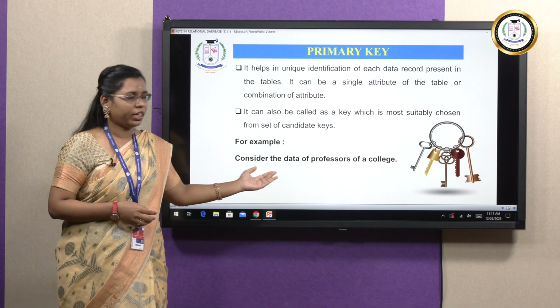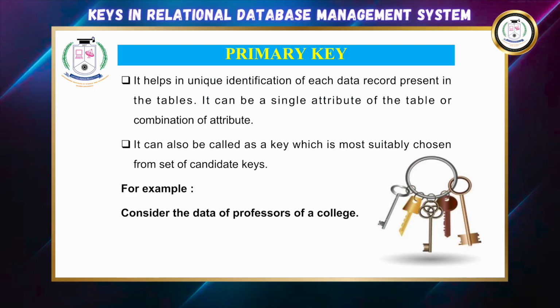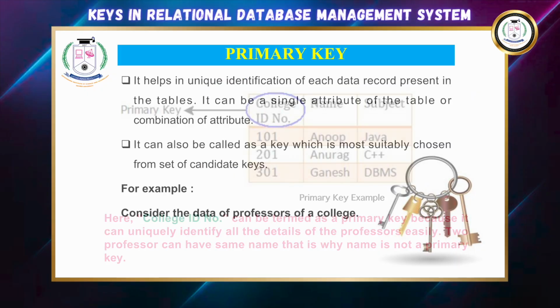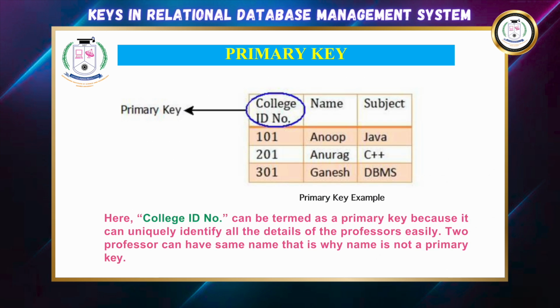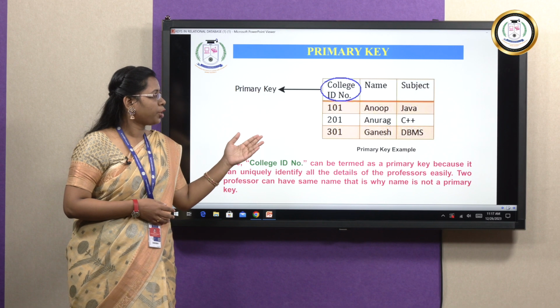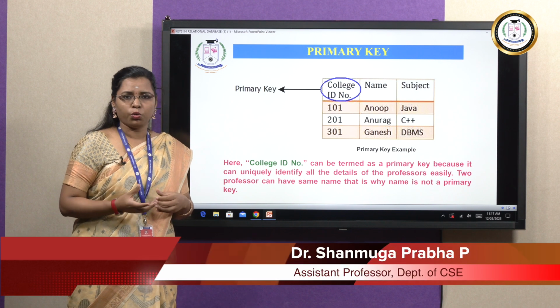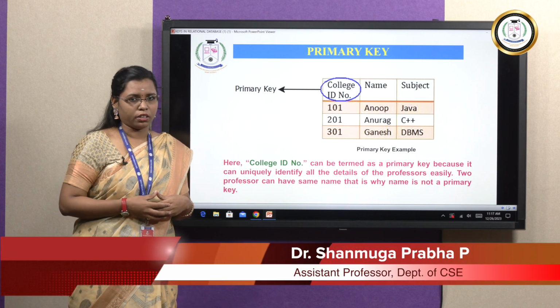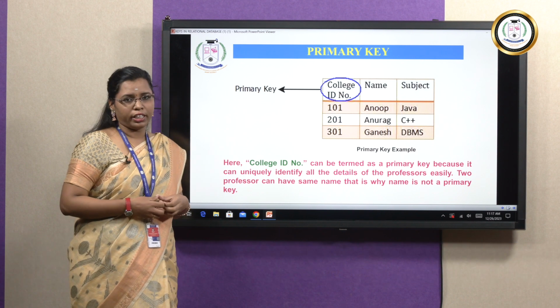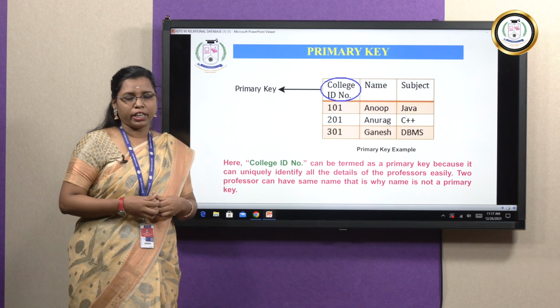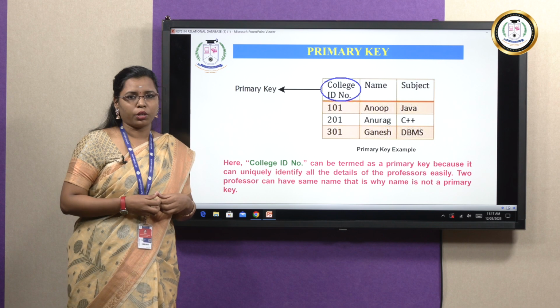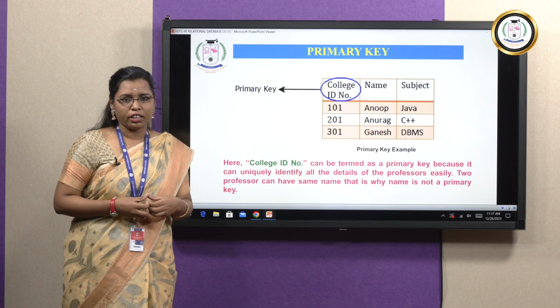Let us see a simple example. Consider the data of the professors of a college. Can we take subject as a primary key? No, because the same subject can be repeated. The next attribute is name. Can we take name as a primary key? No, the same name can be repeated. The next one, college ID number. Can we take college ID number as a primary key? Yes, because it shows a unique identification.